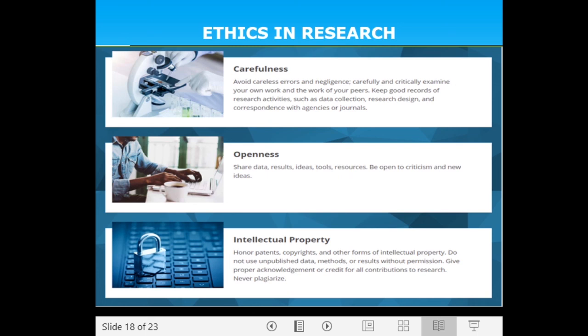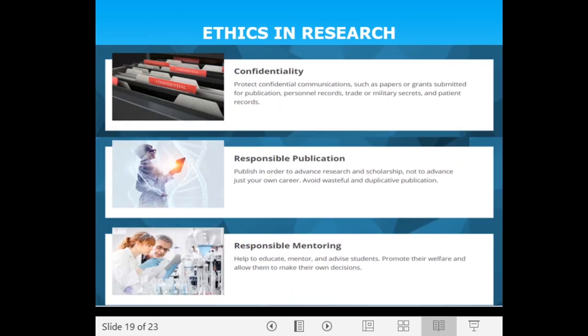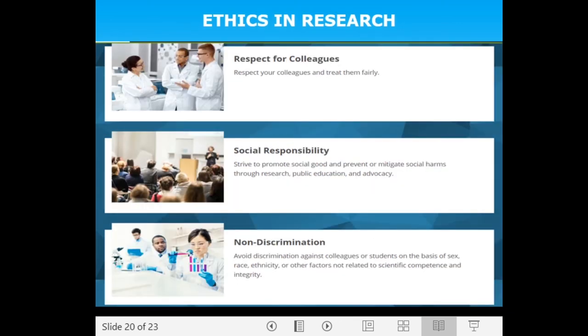When you are referring to other materials, make sure that you give proper credit to the author. Honor whoever has received the patent. If I have taken a particular piece of information from a source, I am citing his name. You have to honor confidentiality, as I told you earlier, and practice responsible publication and responsible mentoring: help to educate, mentor, and advise students. If you have become a good researcher, you need to help others also. Respect for colleagues. These are the basic ethics you should follow.